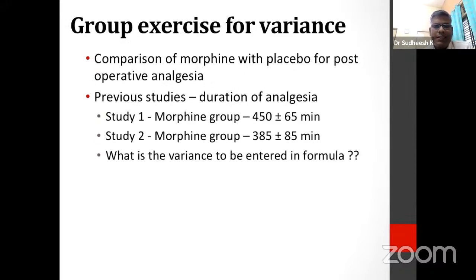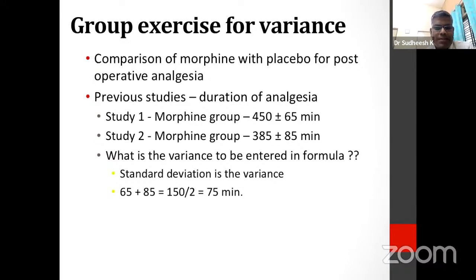So this is just a group exercise. So we can see there is a study of comparison of morphine with placebo for postoperative analgesia. In the previous two studies, the duration of analgesia in study 1 was 450 plus or minus 65 minutes, whereas in the other study it was 385 plus or minus 85. Now, how do I get the variance to be entered for my sample size calculation? I simply take the average of these two. 65 plus 85, it's 150 divided by 2, 75 minutes. So this is the variance I am going to enter in my formula.